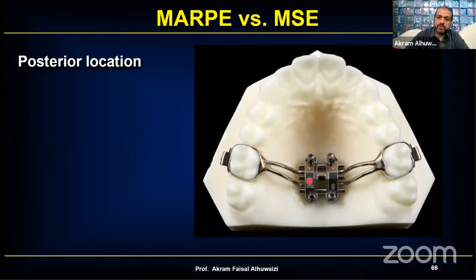And the more posterior you are, the closer you are to the pterygopalatine suture, and the closer you are to the zygomatic buttress, because this is the area where you're actually trying to expand. With a maxillary skeletal expander, you're trying to expand more facially than you are dentally. You're not going to go through the alveolar dental complex. You want to expand that.